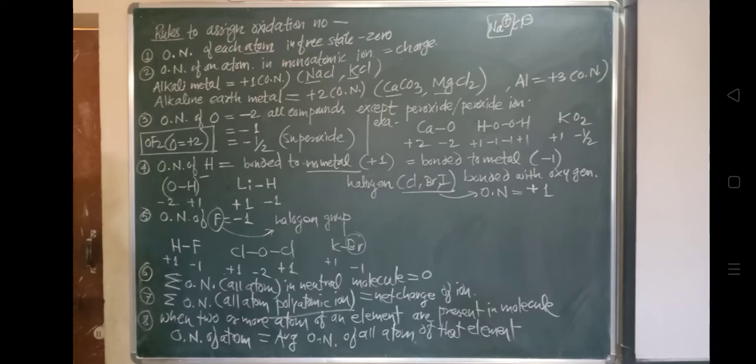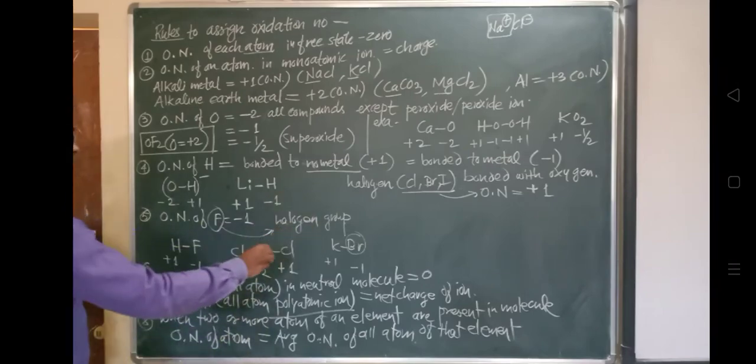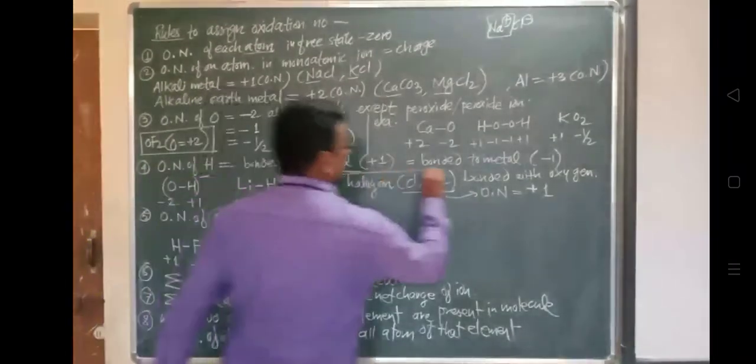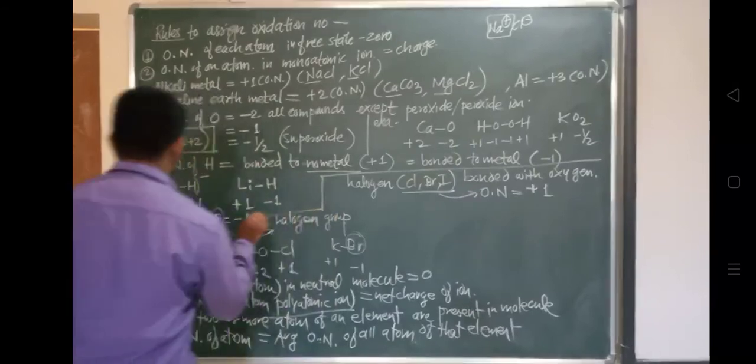Then next, the fifth one is what? The oxidation number of the fluorine atom will be -1, in almost all cases. This rule is for fluorine, rule number 5.